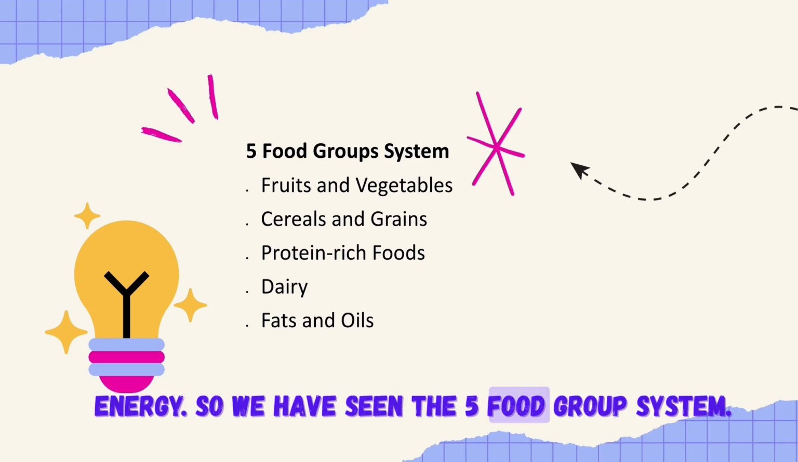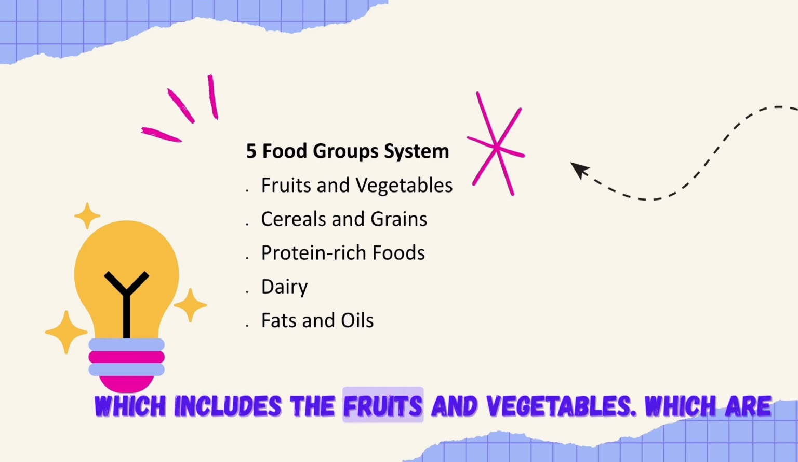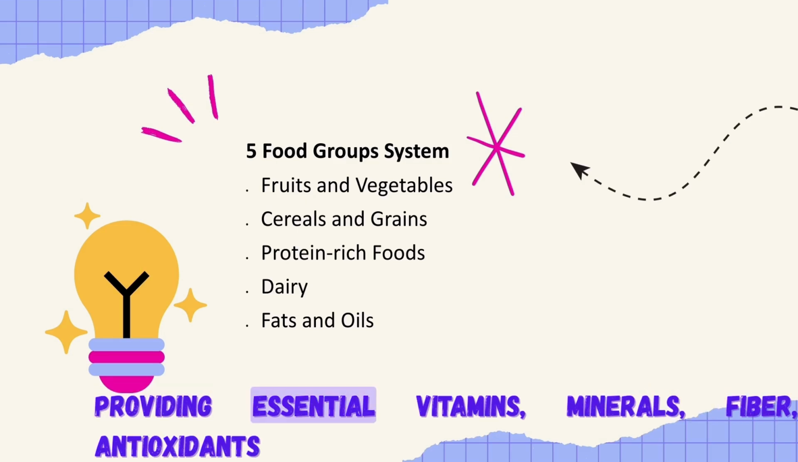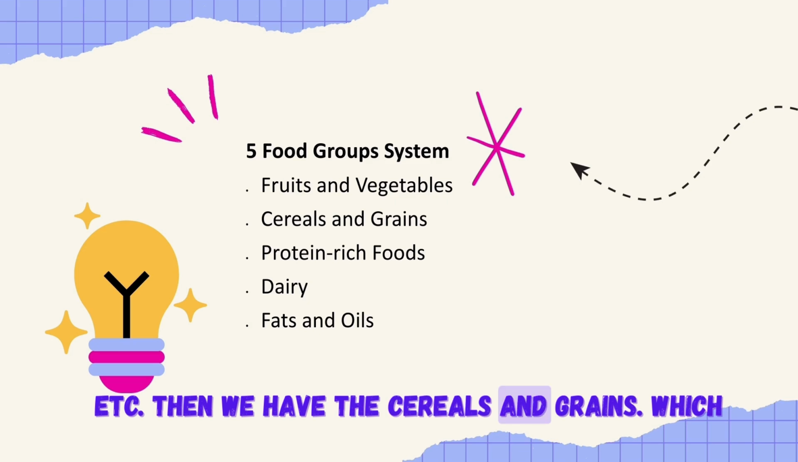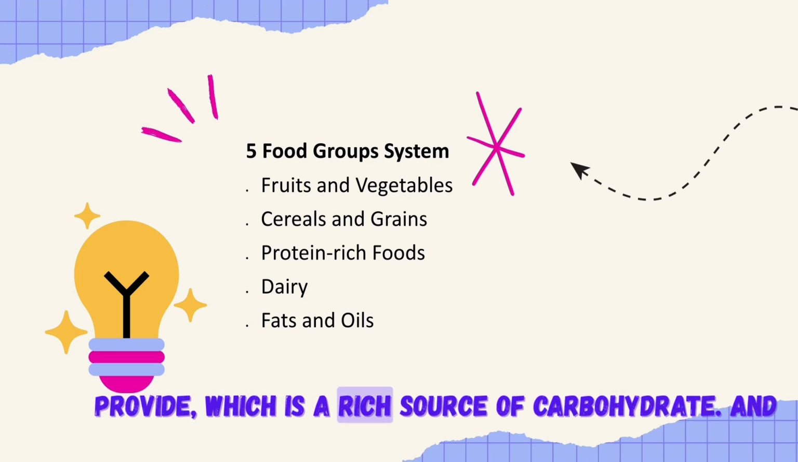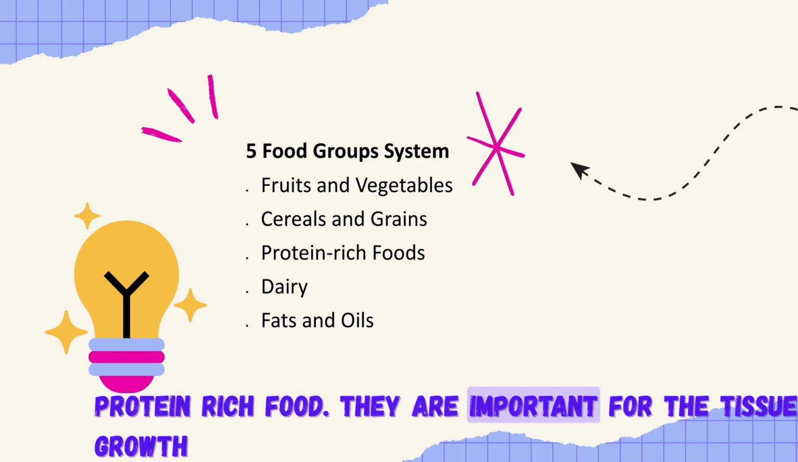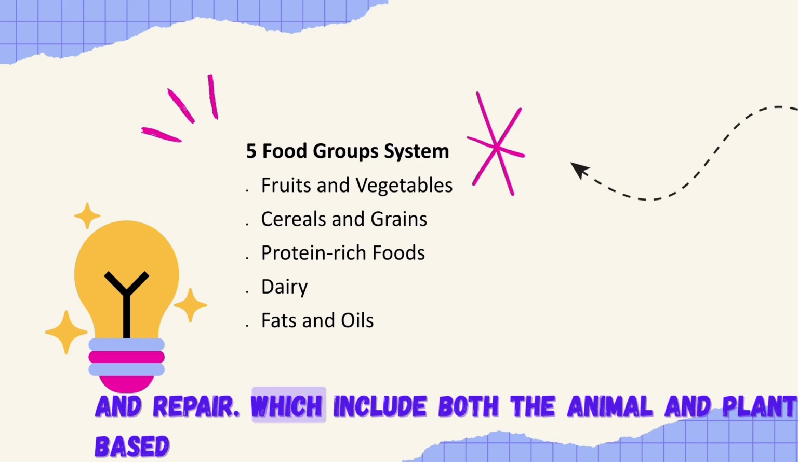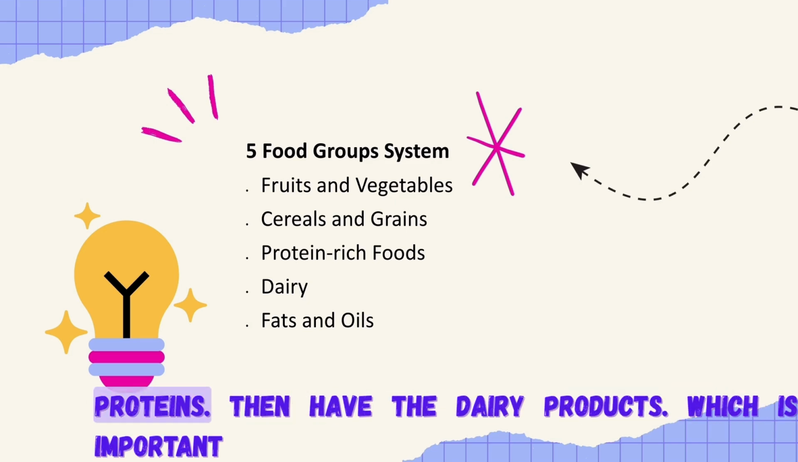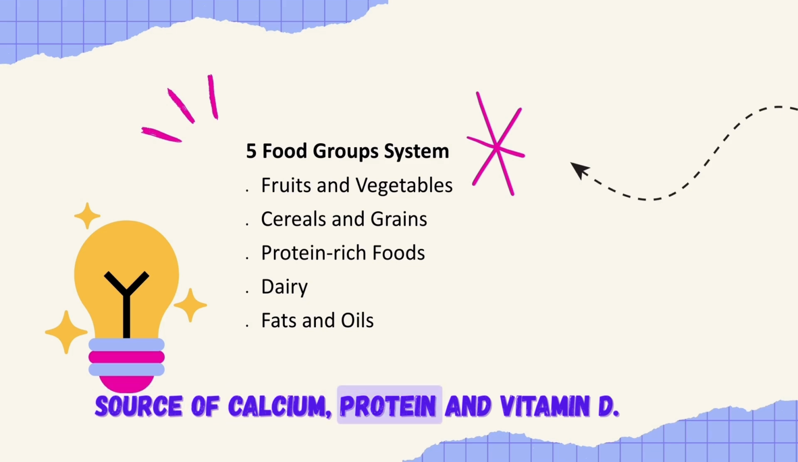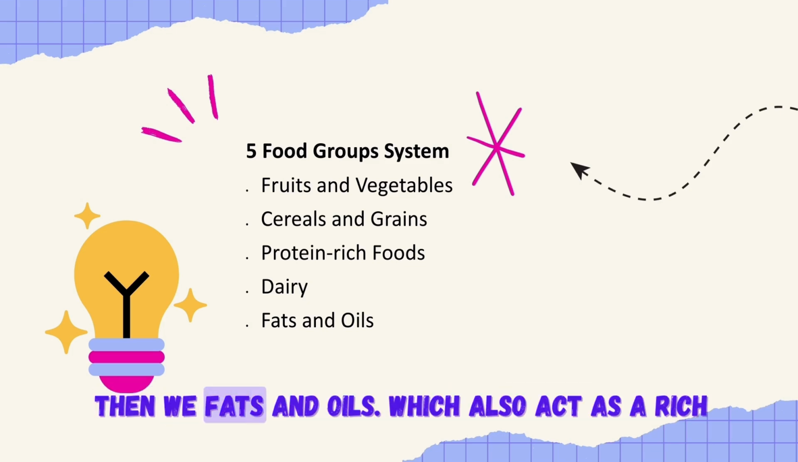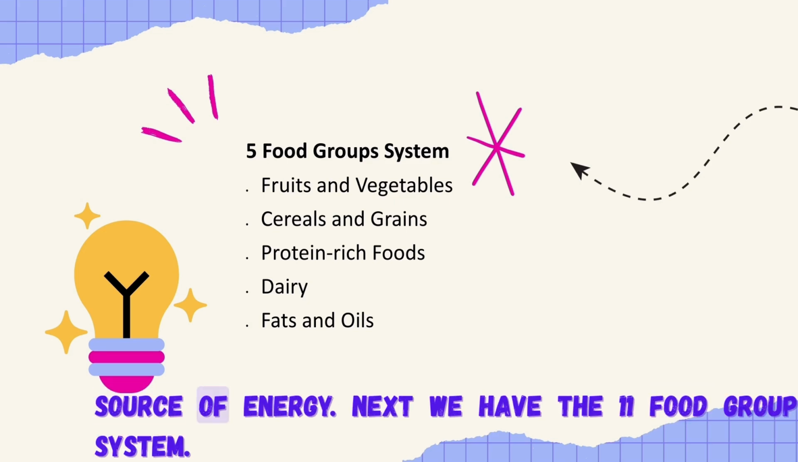So we have seen the food group system, which includes the fruits and vegetables, which provide essential vitamins, minerals, fiber, antioxidants, etc. Then we have the cereals and grains, which are a rich source of carbohydrate, and they also provide the vitamins, minerals, and fiber. Protein rich food is important for tissue growth and repair, which includes both the animal and the plant-based proteins. Then we have the dairy products, which are an important source of calcium, protein, and vitamin D. Then you have the fats and oil, which also act as a rich source of energy.